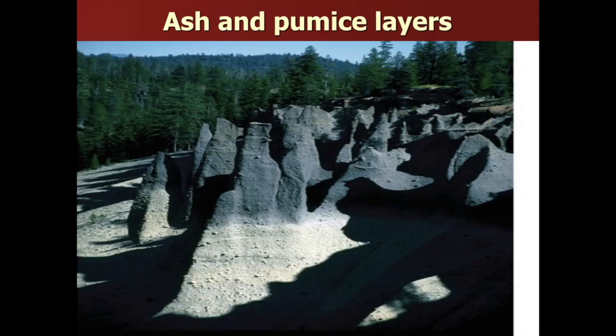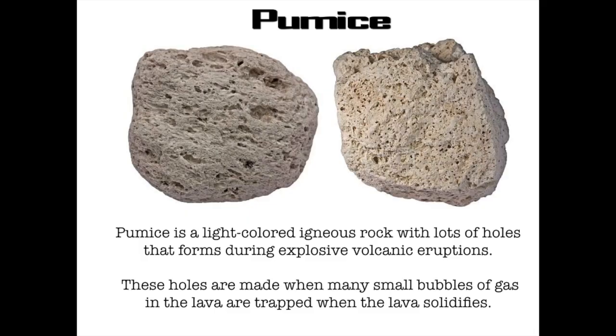Here's a picture of ash and the volcanic foam called pumice. Pumice specifically is a less dense rock. It's less dense than water, so it can float. It is also a light-colored igneous rock with lots of holes in it that forms during an explosive volcanic eruption.